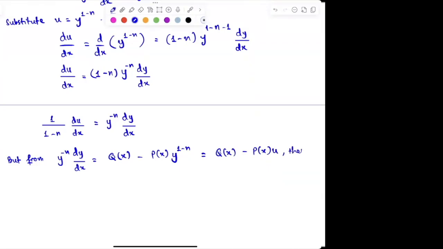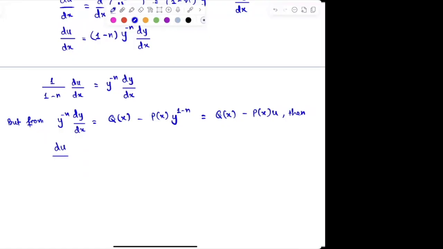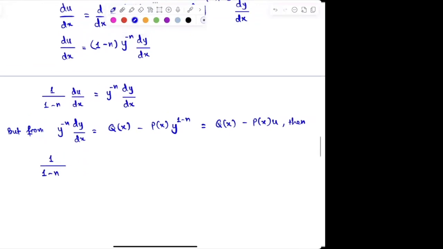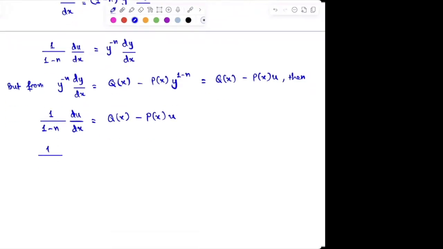Then 1 over 1 minus n times du/dx is equal to q of x minus p of x times u. Okay, manipulate this further. You have 1 over 1 minus n times du/dx plus p of x times u equals q of x. Okay, and since 1 over 1 minus n is a constant, this equation can be solved using an integrating factor.